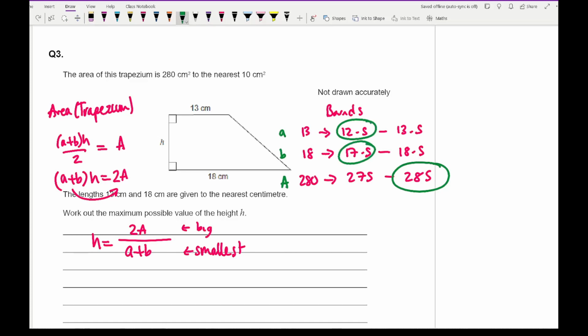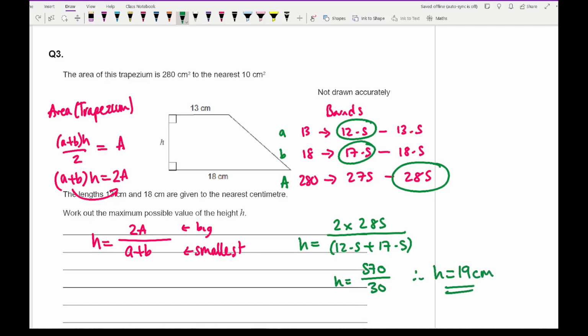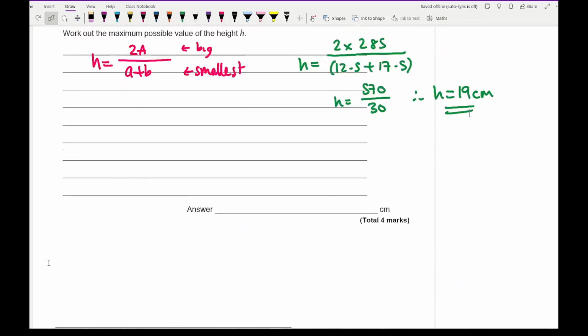So substituting all of those numbers in, I get H equals 2 times 285 over 12.5 plus 17.5. If I type that into my calculator, I get 570 divided by 30, which gives H equals 19 centimeters, and there is my final answer.